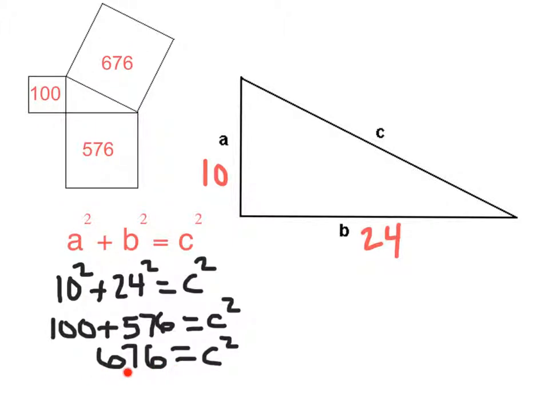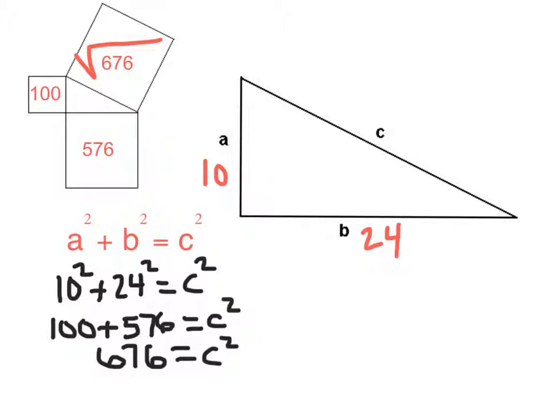So the area of the hypotenuse square is 676. But again, I'm not looking for the area of the hypotenuse square. I want to know what the side length of that would be, because that would be the hypotenuse of our triangle here. So our last step would be to square root that area.